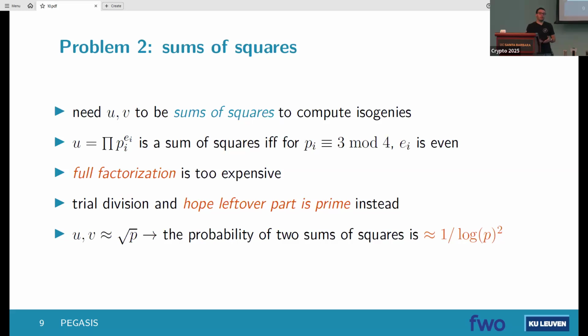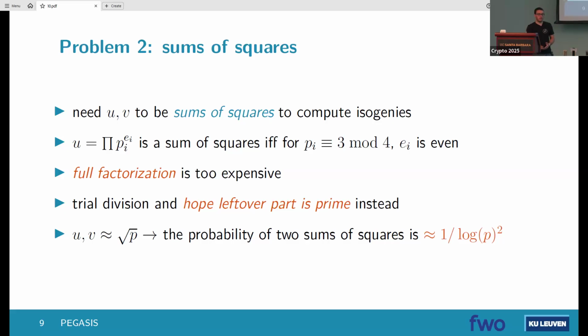And here comes the second problem. The probability that a number is expressible as a sum of two squares is not that high. So we know that a number is a sum of two squares if, when we factor it, all the factors that are 3 mod 4 appear with an even exponent. So we have no factors 3 mod 4 with odd exponent. However, we cannot factor numbers of the sizes that we're talking about. So the only thing that we can do is trial division up to a certain bound, hope that everything that we found is 1 mod 4, and then hope that what is left over is a prime, because in that case we can factor it, and we also have to hope that the number that we find is 1 mod 4. If all these conditions are satisfied, then we can express U as a sum of two squares and compute a degree U isogeny.